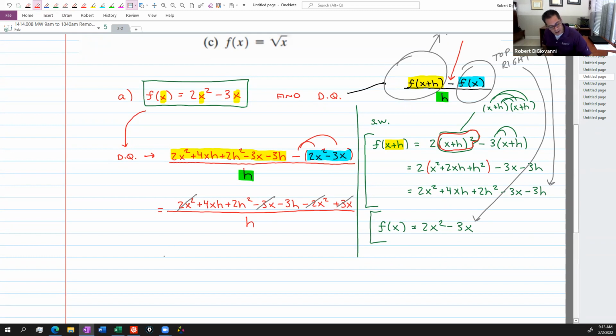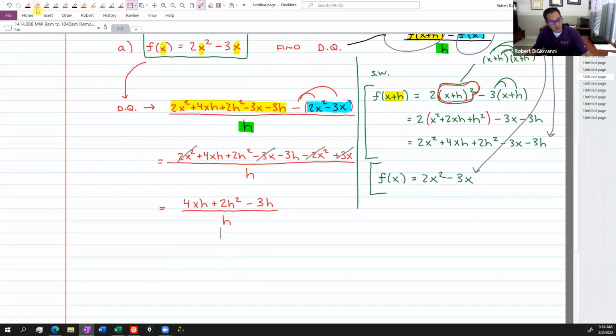So now that those have canceled, I'm going to rewrite what I have. 4xh plus 2h squared minus 3h. That's all I have left on top. And on the bottom, I have h. Now, at this point, you should notice that in the numerator, every term has an h in it, right? There's an h here, there's actually two factors of h here, and there's an h here. So since in the numerator every term has at least one h, I can pull a greatest common factor of h out of the top.